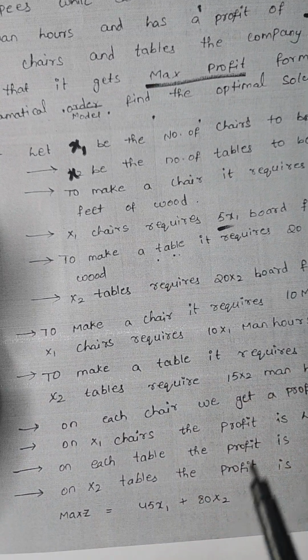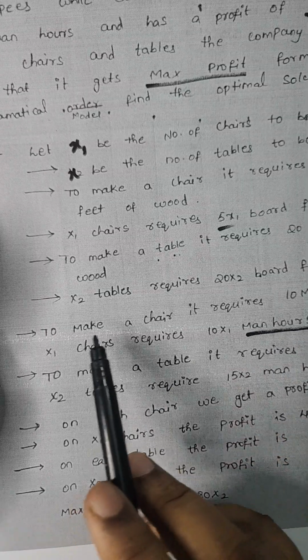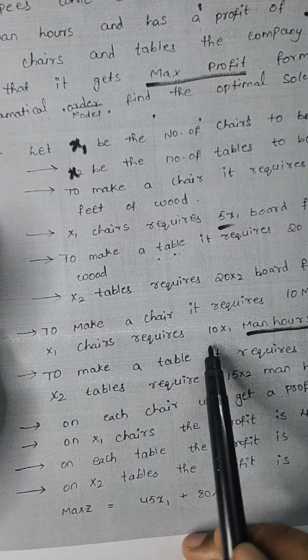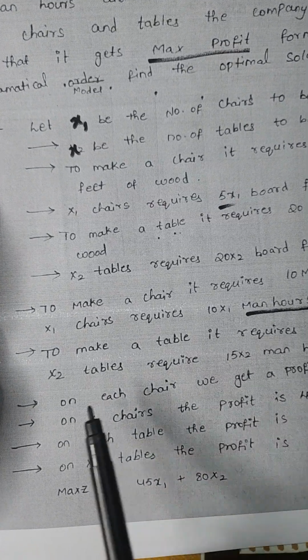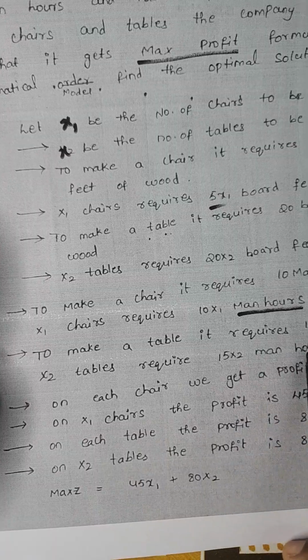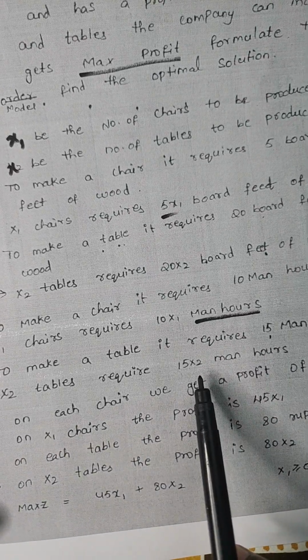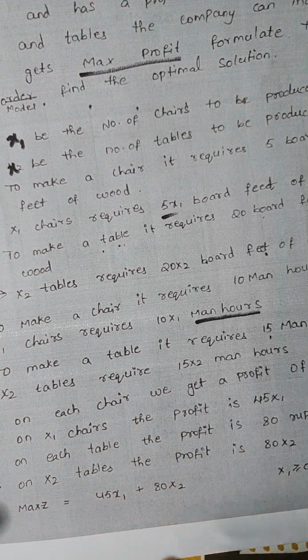Now coming to the man hours. For one chair it requires 10 man hours, so for x1 chairs it requires 10x1 man hours. And for one table it requires 15 man hours, so for x2 tables it requires 15x2 man hours.